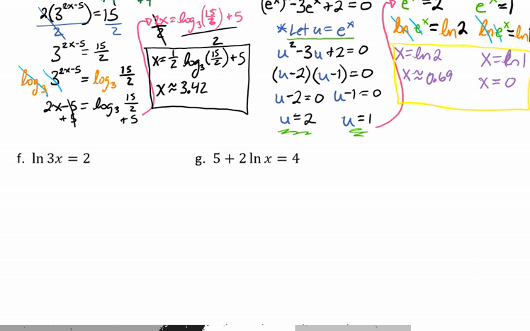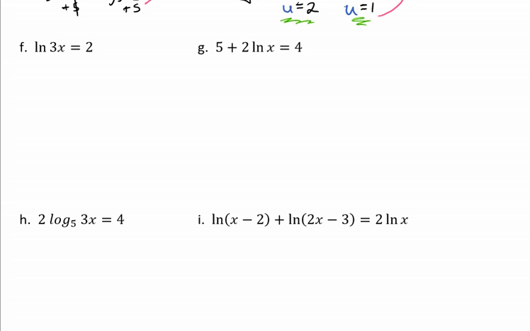Here we have the natural log of 3x equals 2. In this particular instance, we're solving a logarithmic equation, so we want to write it in exponential form. We want to know what is the base of that natural log, and its base is e. So we make e the base of both sides, and that allows us to cancel out the e and the natural log. That drops down our 3x, and we set that equal to e squared.